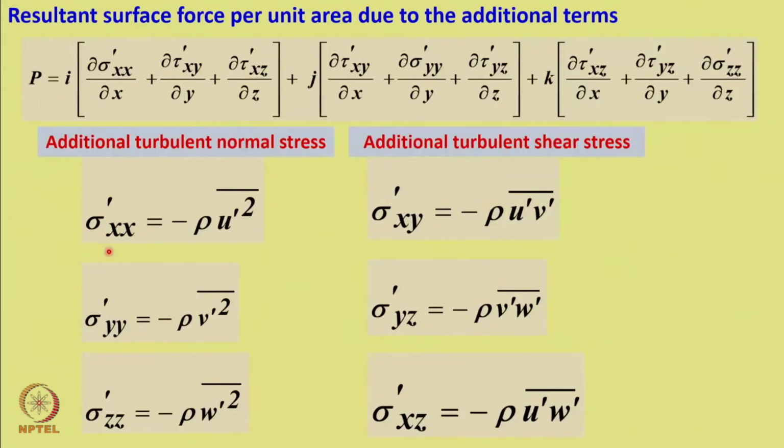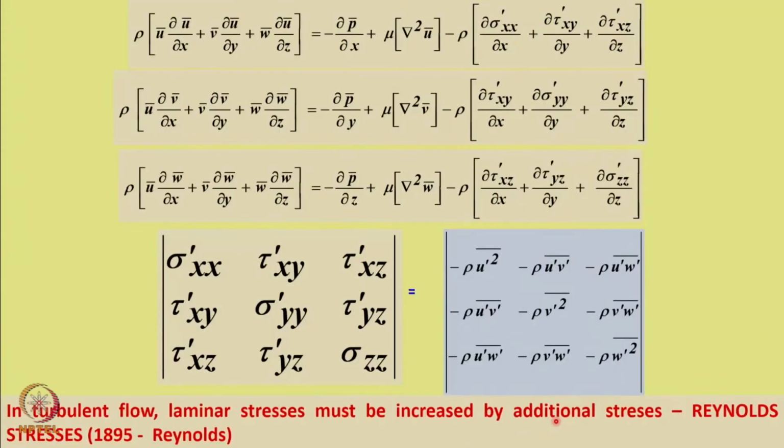So these stresses are the 3 normal stresses, that is minus rho u prime squared bar, minus rho v prime squared bar, minus rho w prime squared bar, and shear stresses as minus rho u prime v prime bar, minus rho v prime w prime bar, minus rho u prime w prime bar. So these are the additional stresses which are called Reynolds stresses.